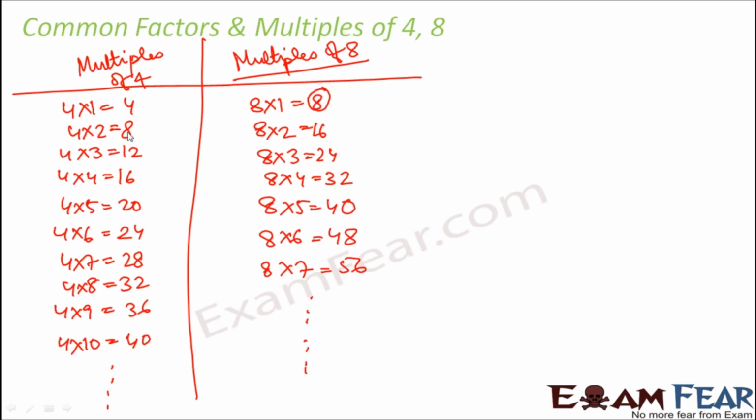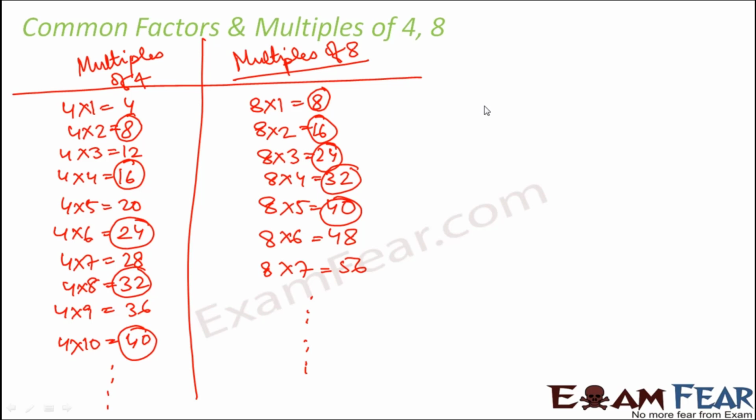So now can you find out the common multiples? The first common multiple is 8. The next common multiple would be 16. Next one is 24. Next is 32. Next is 40. And so on. Similarly, 48 would also come here. 4 into 12 would be 48. And so on.